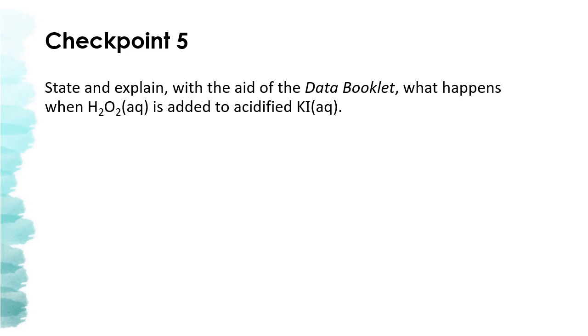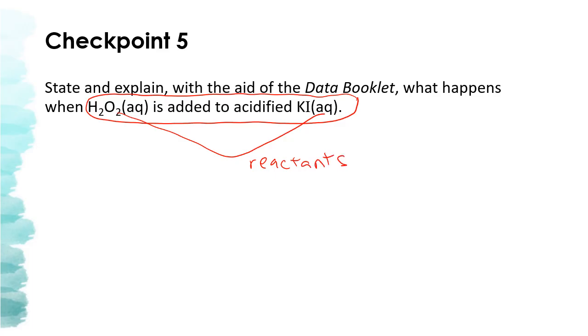So this question asks you, what will happen when aqueous H2O2 is added to KI in an acidic medium? Okay, so before I start, we need to learn how to interpret the questions. So when they say H2O2 in water is added to KI in an acidic medium, H2O2 and KI are the reactants. That means in the overall redox equation, you would expect to see maybe H2O2 with I minus or K plus or even H plus on the left hand side of the equation.